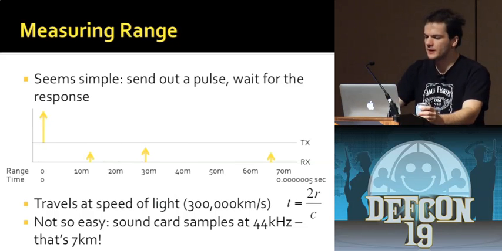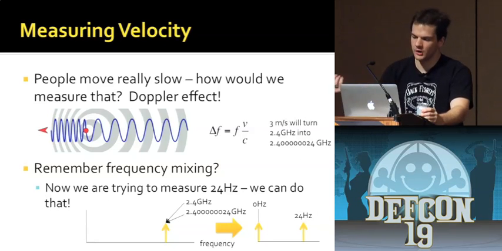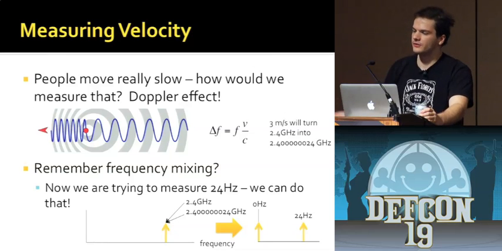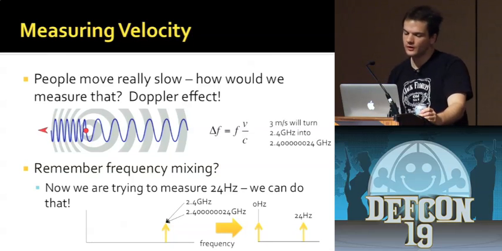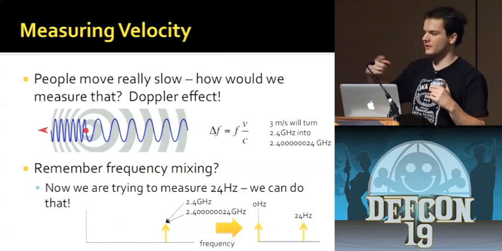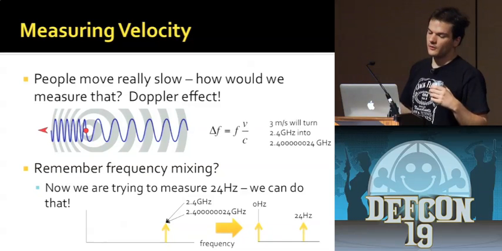So if we're trying to measure velocity now, and I'm going to go back to range in a second, let's say we want to measure a person walking. Well, they move really slow, so it's going to be kind of hard to see a real change, right? So the way this is done is with the Doppler effect.